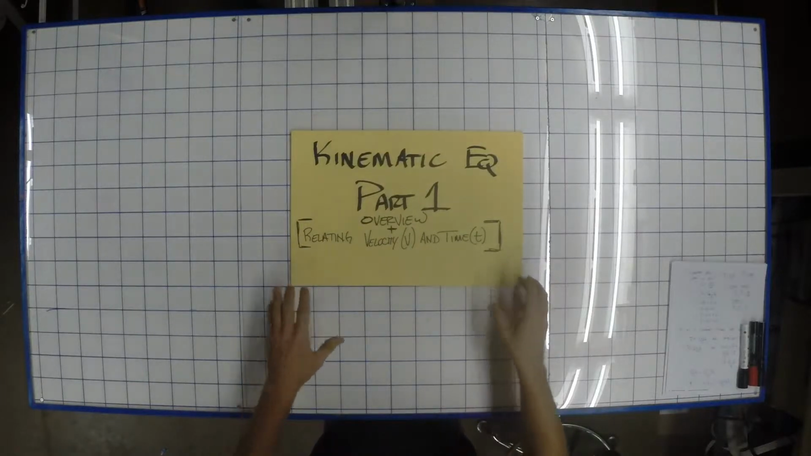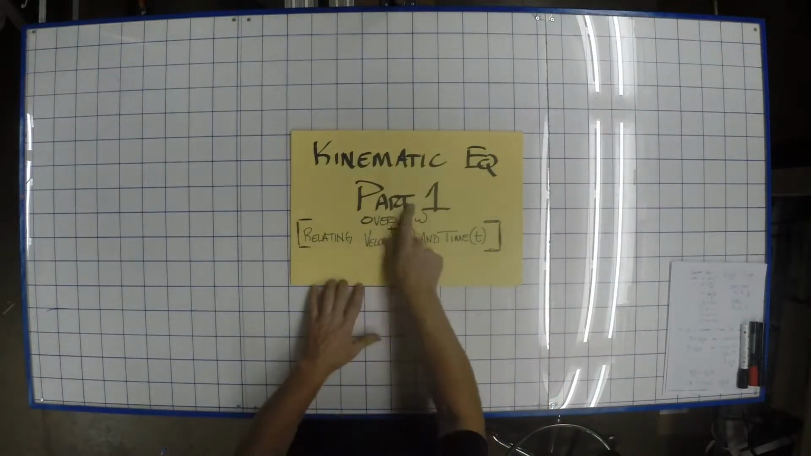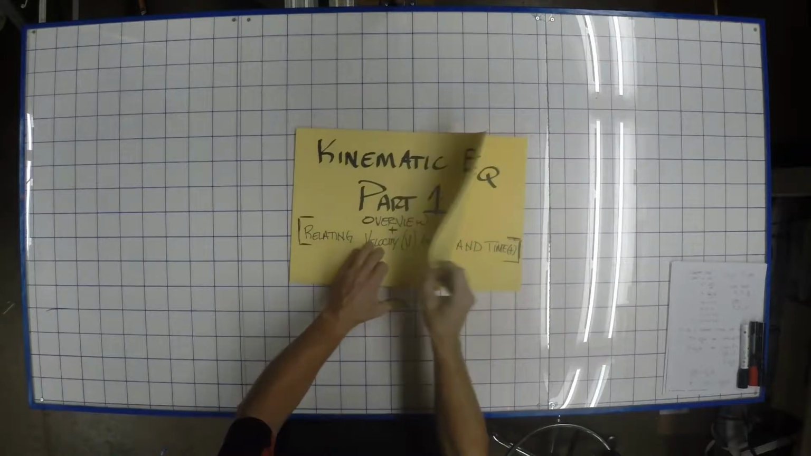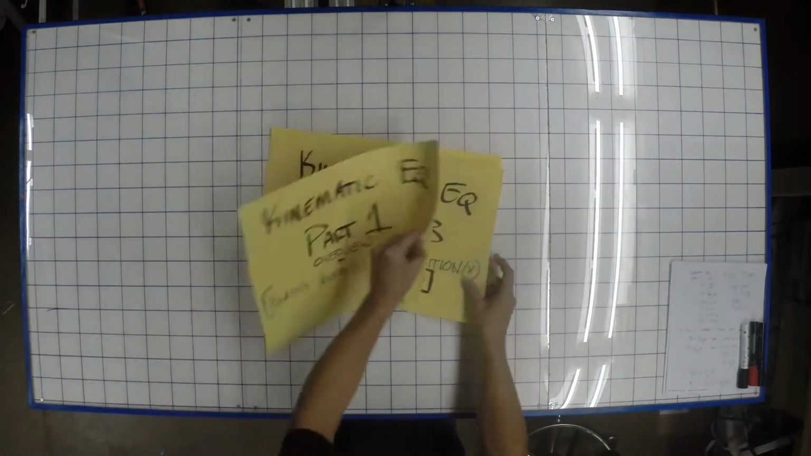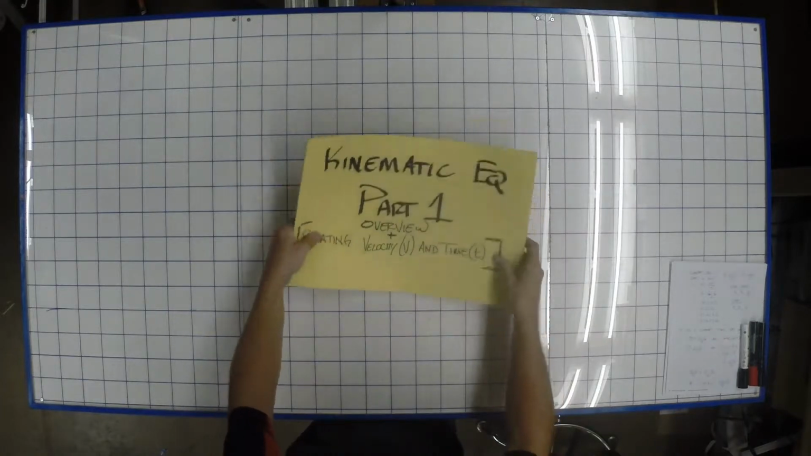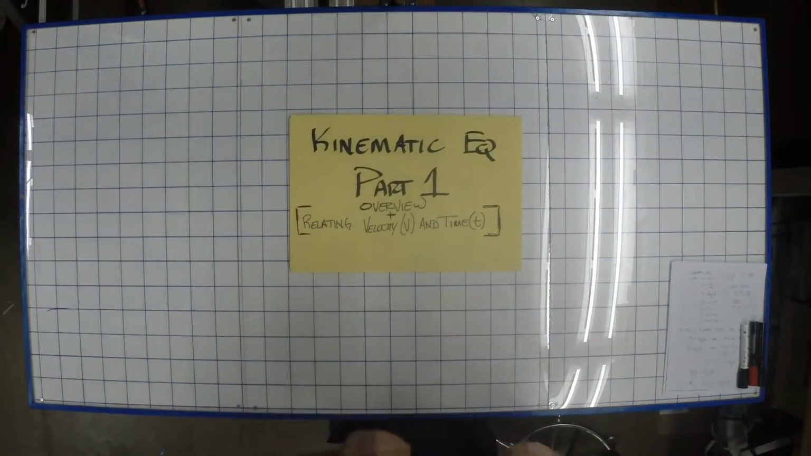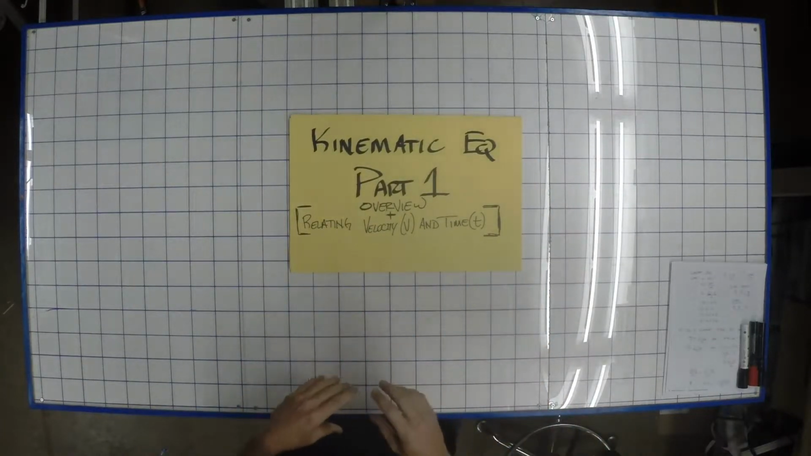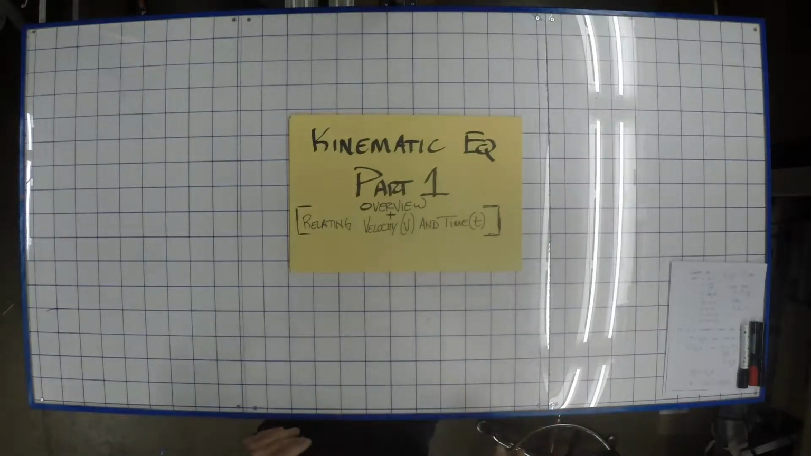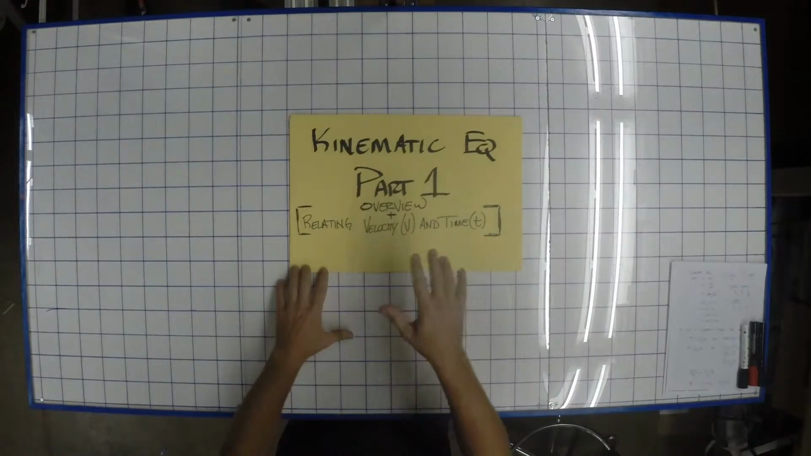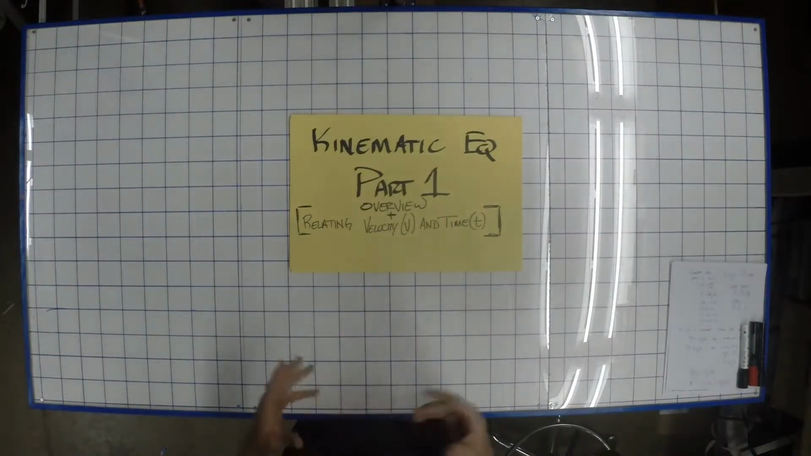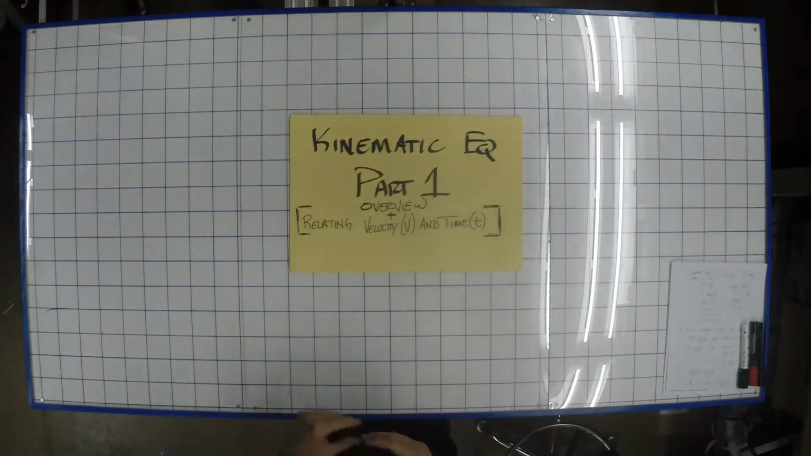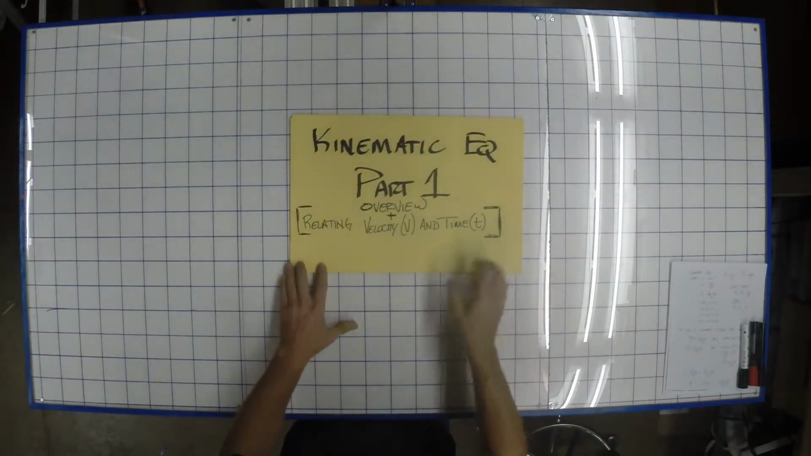So here's the first of three. Here's part 2 and here's part 3. So 3 parts for kinematic equations, and I'm not going to insult you by just giving you the equations and expecting you to not know where they come from. I'm going to try to explain where they come from in these 3 videos, which possibly will give you a better appreciation for the 3 of them.